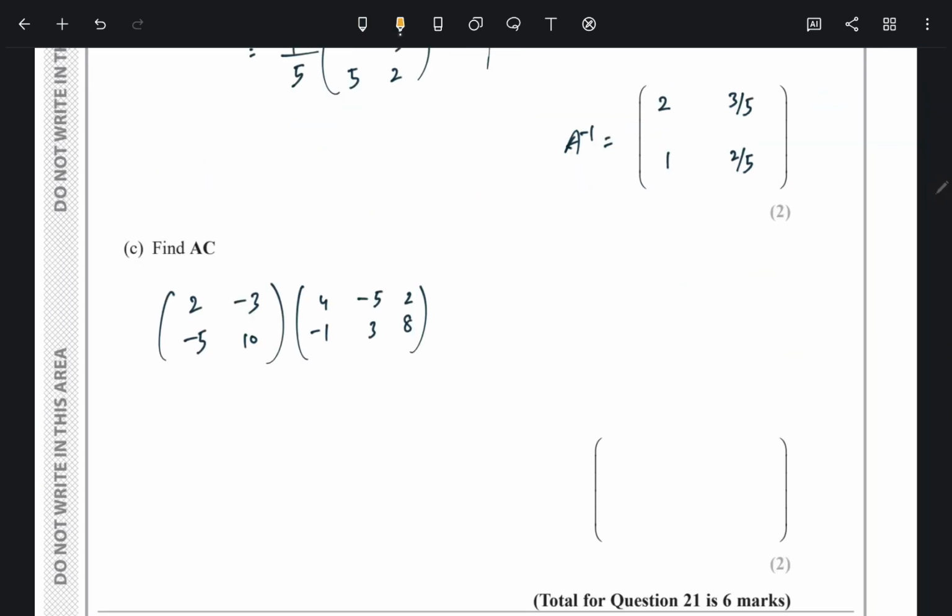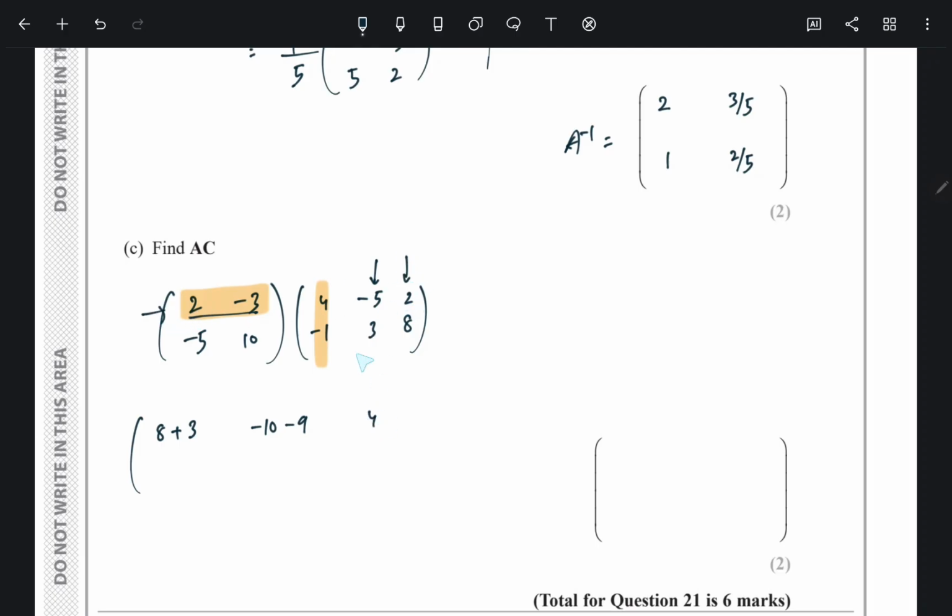So we multiply this row into this column. That's going to be the first element. So we get 2 into 4, that's 8, plus minus 3 into minus 1, that's 3. And then again, we multiply this with this column. So that's going to be 2 into minus 5, that's minus 10, minus 3 into 3, that's minus 9. And again, we multiply this row with this column.